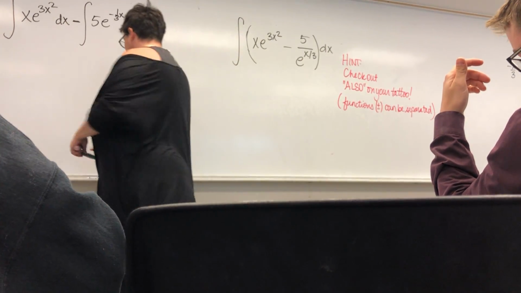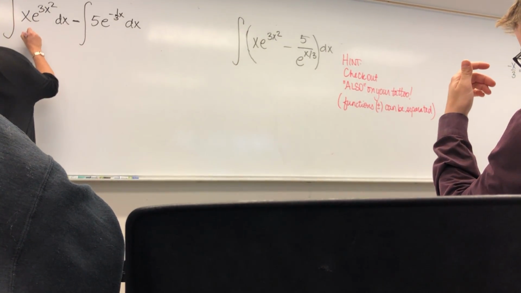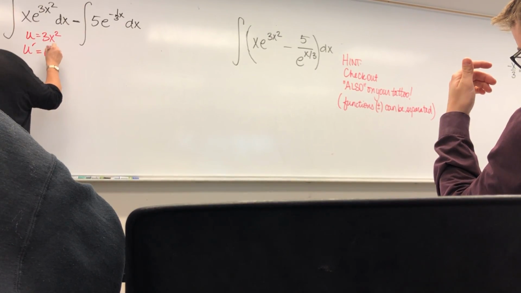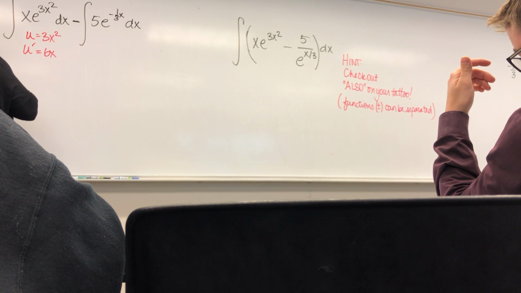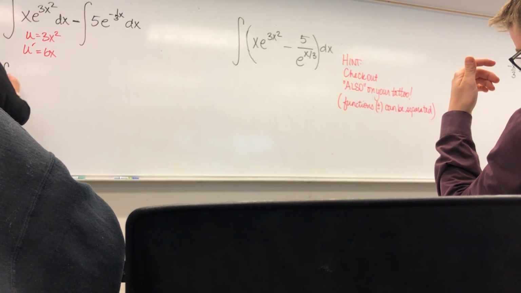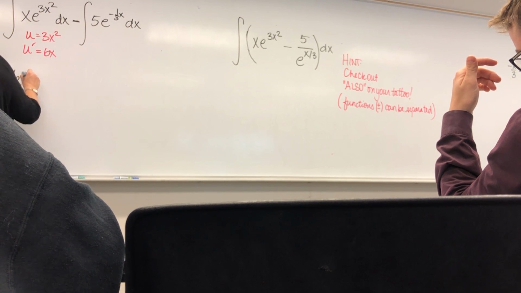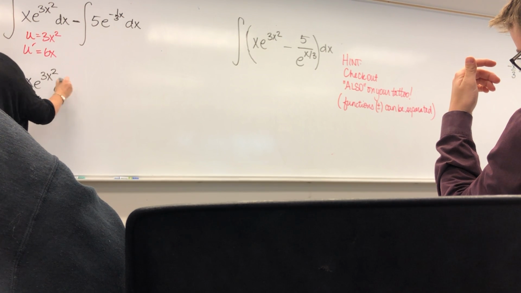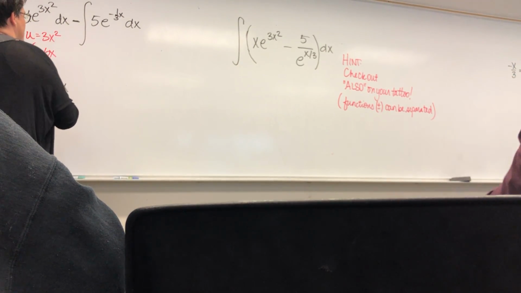So what's my first u? 3x squared, and my u prime is 6x. I have x, I want 6x, so what am I gonna multiply and divide by on this guy? 6, so I'm gonna have 6 over 6, x e to the 3x squared with respect to x. So this one's sort of set up. Now let's go on to this one.